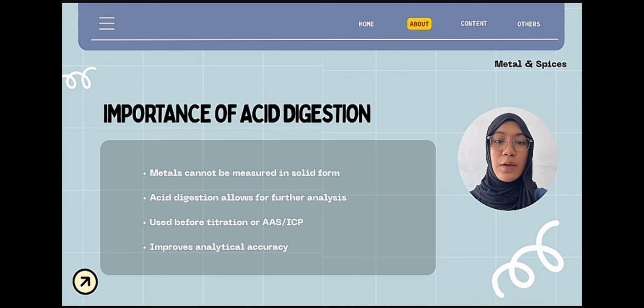It is because without the acid digestion process, toxic metals present in spice samples are still trapped in organic structures such as plant fiber and natural pigments. This situation causes the metal to not be completely removed and thus makes accurate detection difficult. Therefore, acid digestion is very important because it helps destroy the structure of the sample and release toxic metal into solution. In this way, metal analysis can be performed more accurately, effectively, and provide more reliable results.